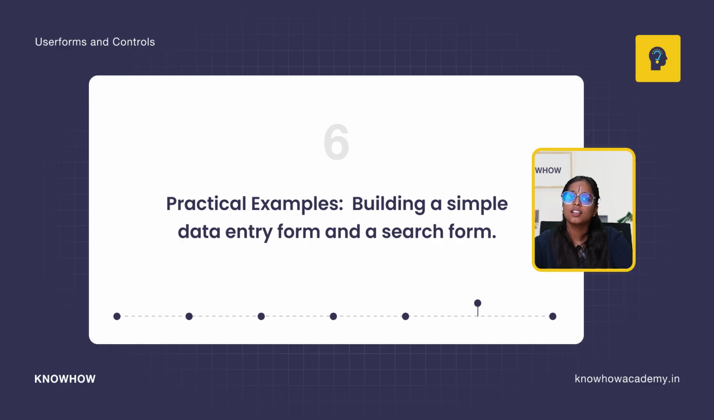Now let's handle events and validate user inputs. Let's look into some practical examples. For example, if you want to create a data entry form, how will you create it? You need to add a name text box, age text box, then gender option box, and then submit. Now what is the code to save the data in the worksheet?